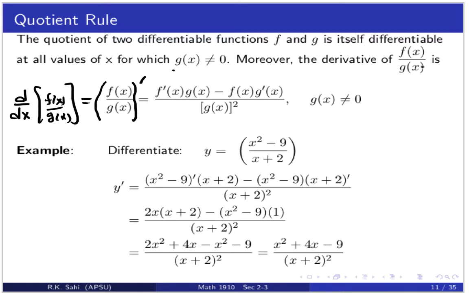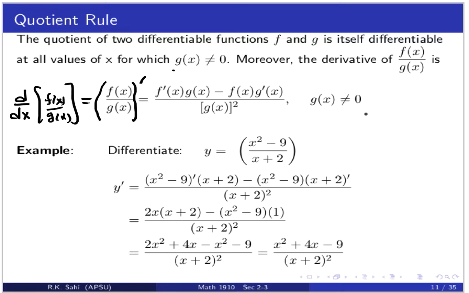So if you want to find the derivative of f(x) over g(x), you can write d/dx of f(x) over g(x). It's the same as saying (f(x)/g(x))' equals, now this is the formula, it's very important. In the numerator, you take the derivative of the numerator times the denominator, negative the numerator times the derivative of the denominator, divided by the function in the denominator squared, provided g(x) is non-zero.